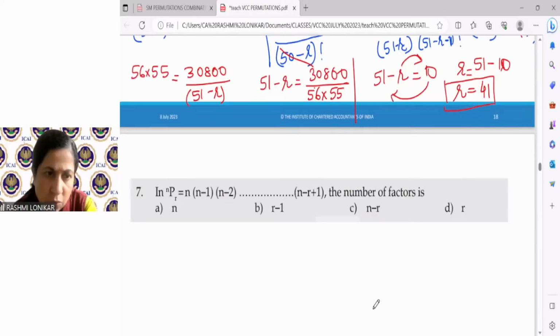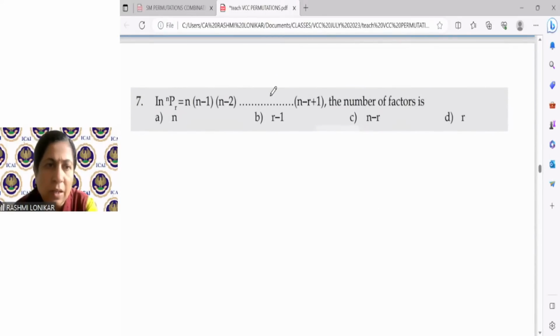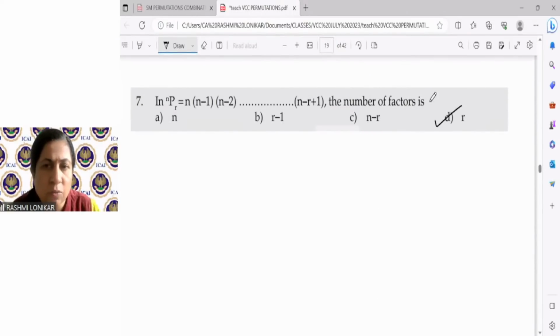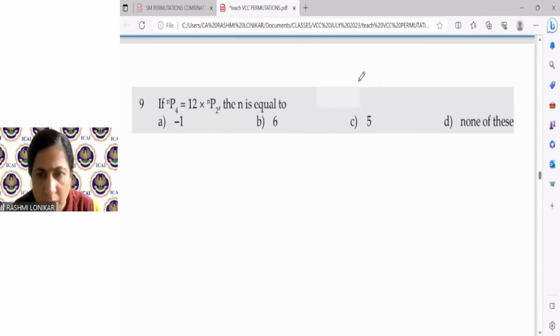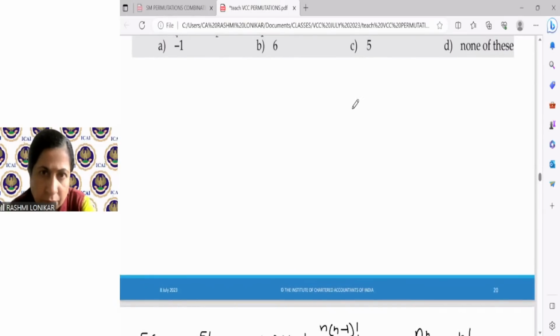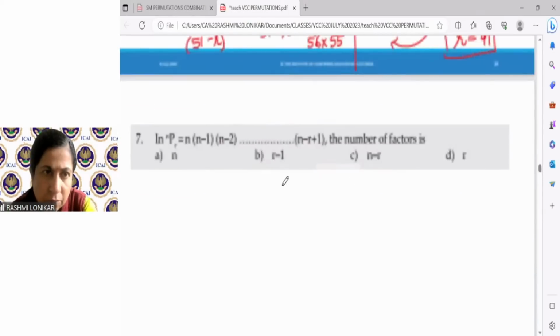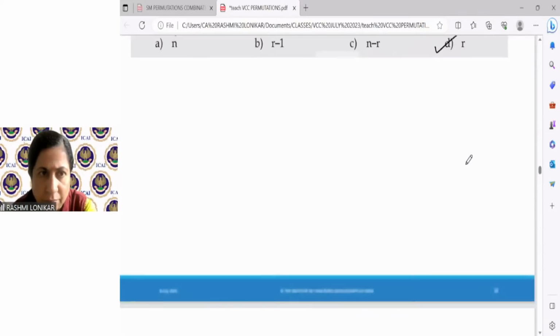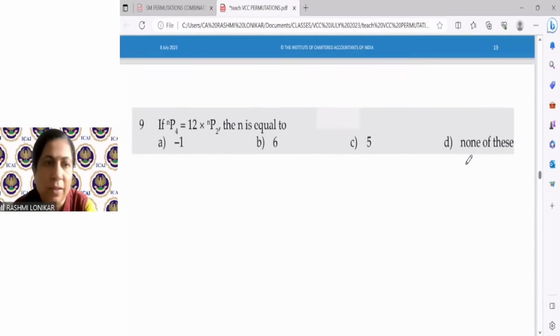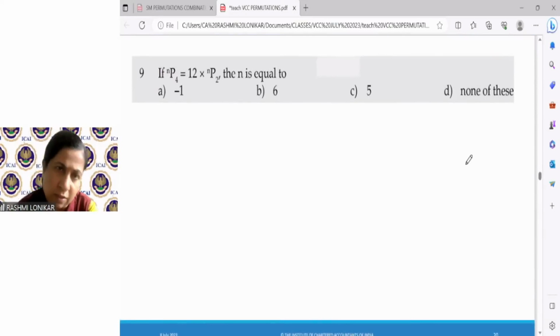Quickly, let us go to the next sum. In this, we have already talked about this. In this, what is r? The number of factors is r. In nPr, the number of factors is r. That is a theory question. Somebody was asking whether or not we get theory questions. Yes. These are the type of theory questions you get.